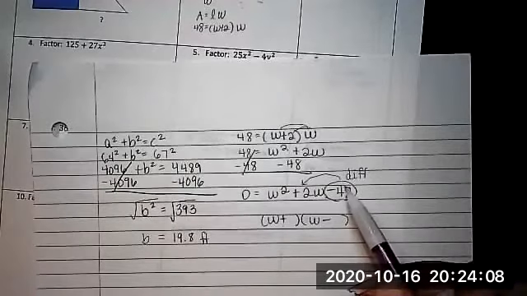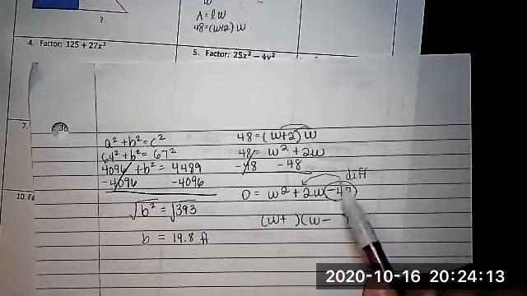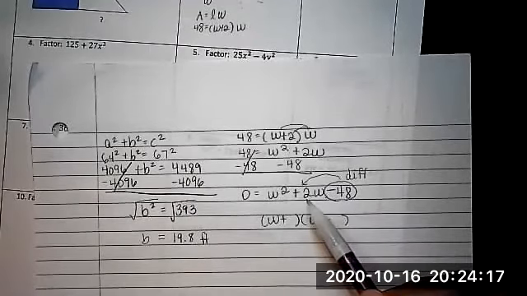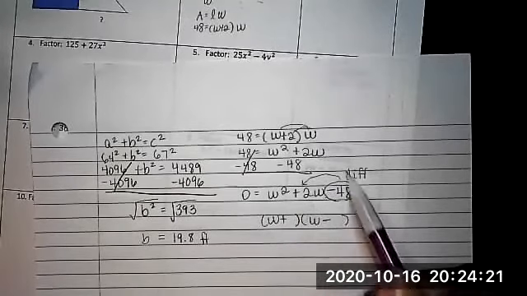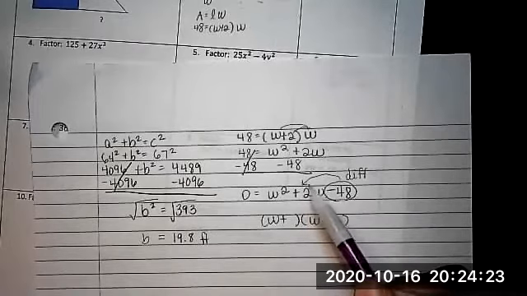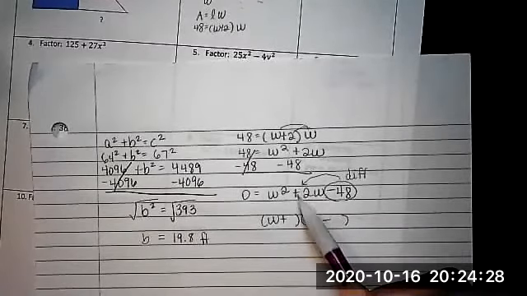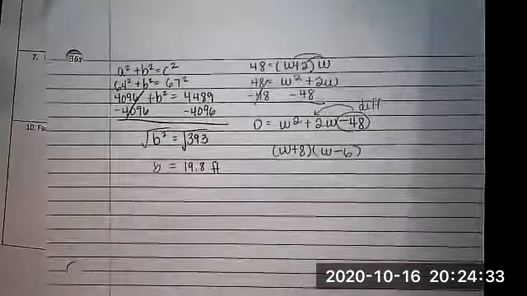So what are your multiples? Your multiples of 48 that subtract to give you 2. Looks like 6 and 8. Okay, 6 times 8 is 48, and if you subtract 6 and 8, you get 2. The bigger number is going to be the same sign as this. So 8 is here, 6 is there. Okay, so when you have your factors, now you'll have your answers.